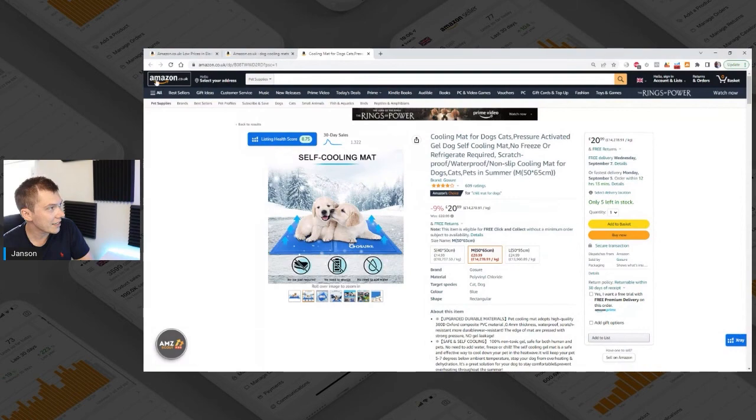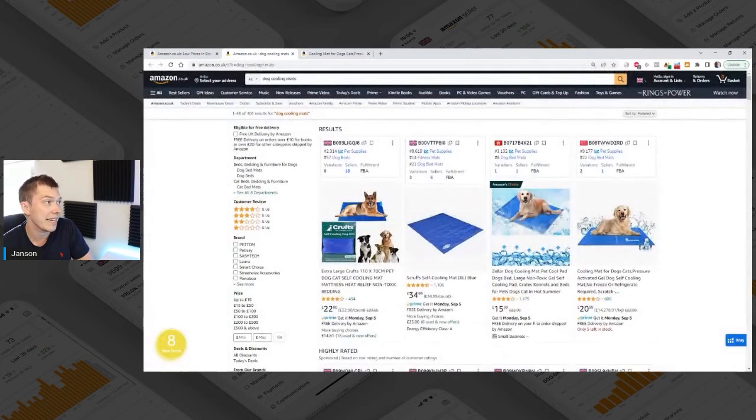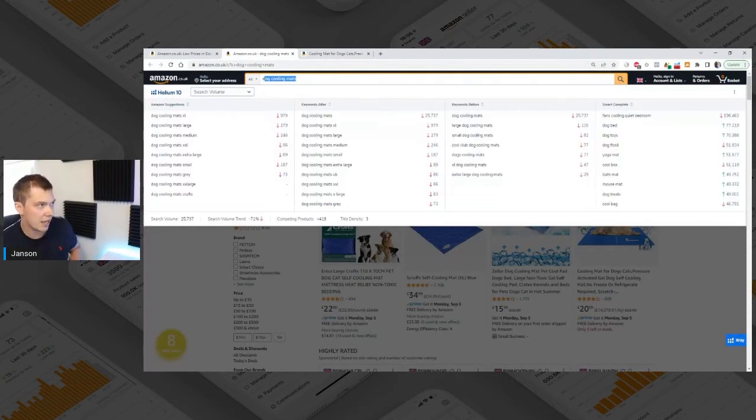So, like I said, guys, if you ever do find a niche using Helium 10's suggester and you think actually it's not quite right, don't give up, because look, we can now use the words dog cooling mat. And again, using the exact same method, we can see what Helium 10 is suggesting. So what are people searching for? It's mainly related to size.